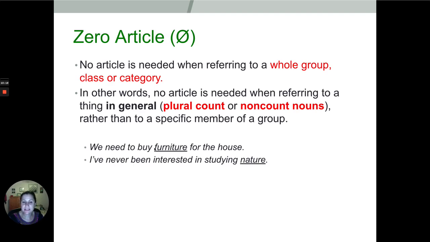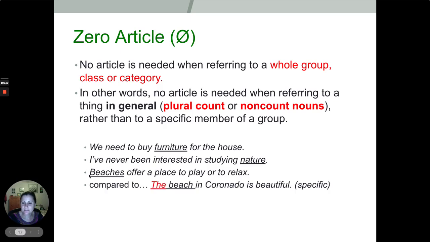I'm interested in studying nature. Nature's non-count. Or here we have a plural count noun. Beaches offer a place to play or to relax. This is just in general. But if you say the beach in Coronado is beautiful, I'm specifying which beach. Oh, the beach in Coronado. So I'm going to use the. I need the definite article.